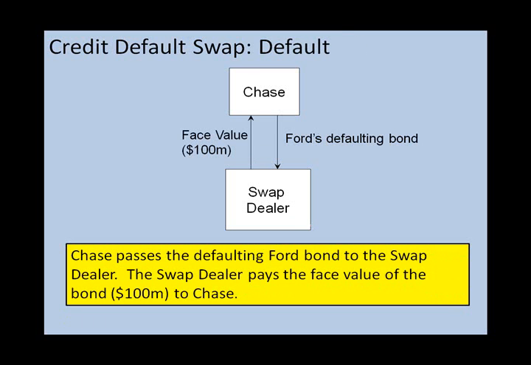Now suppose Ford does default, or it has a credit event. Now what happens? Well, Chase now can sell their defaulting Ford bond to the swap dealer, and the swap dealer has to pay a face value of $100 million to Chase. This means that Chase's credit risk has been completely eliminated. If Ford defaults, it doesn't matter. Chase still gets their money back.